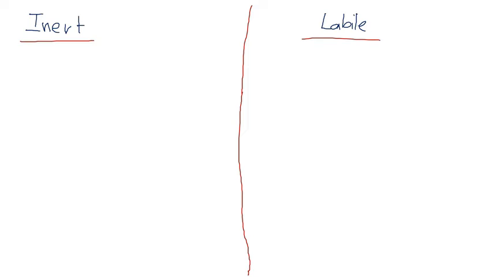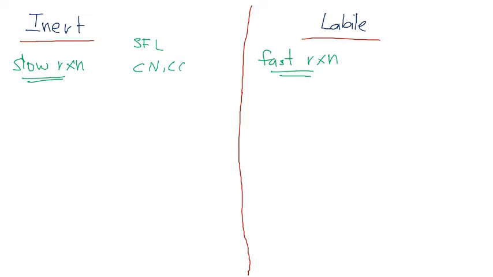Why? It states that with inert factor, you will have a slow reaction, while with labile factor, you have a fast reaction. So why does this occur? So with inert, remember your preference of ligand will be a strong field ligand, with CN, CO, and etc.